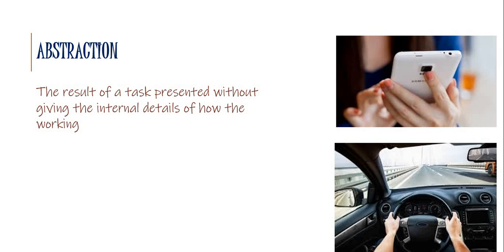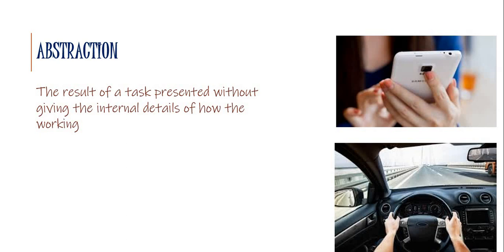Then we come to the next concept. That concept is called abstraction. This abstraction concept puts light on the result of a task being presented without the internal details of the working. That means when there is an object provided, the object has one application mode and the internal details are inside. So you will find so many people who can drive a car. That means the utility part is there, but they cannot repair the car. In order to have some repairing work, the car has to be taken to the garage.